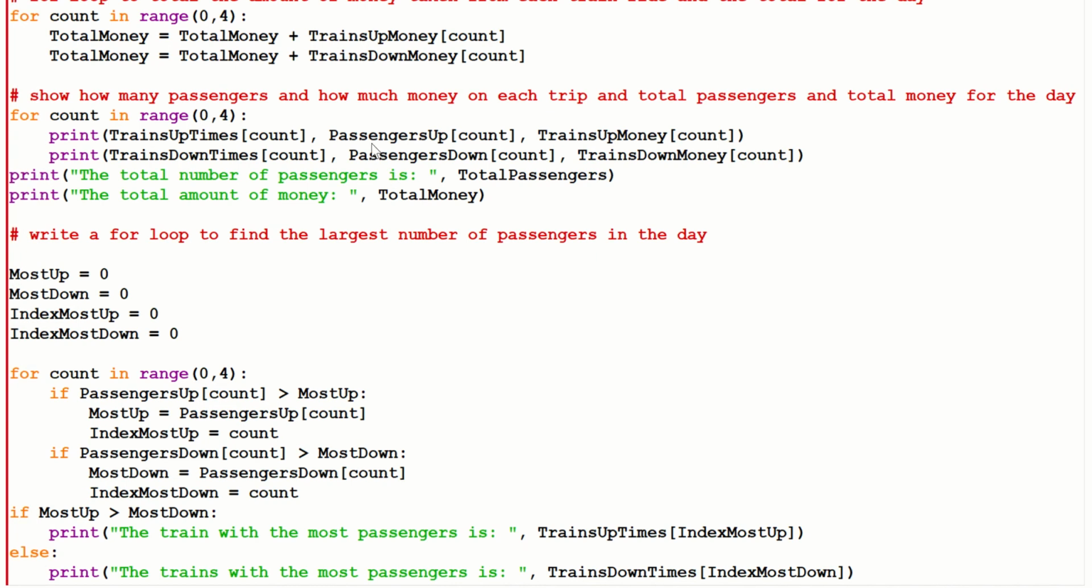And here the reason we made passengers up arrays and passengers down arrays is to print them. So the chain time, then passengers for that time, and the money for that time, and there's also the same for the down part. And here we print the total passengers, and we also found total passengers for this reason. So first we're printing each of the chains passengers separately, and now we're printing the total. And here the total amount of money, we're printing that. We found that over here.